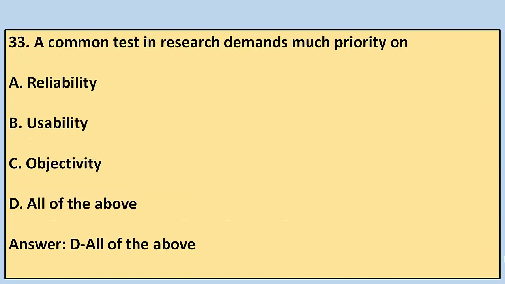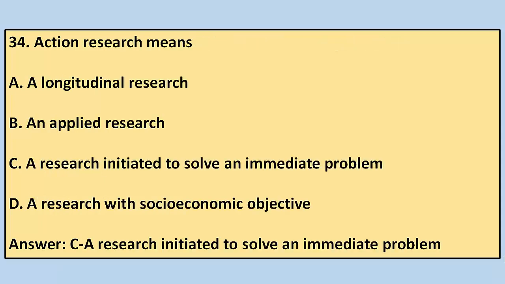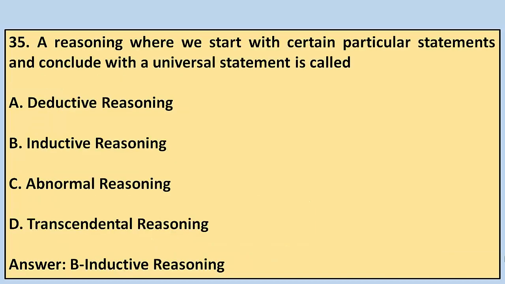A common test in research demands much priority on A. Reliability, B. Usability, C. Objectivity, and D. All of the above. Answer is D. All of the above. Action research means a longitudinal research, an applied research, a research initiated to solve an immediate problem, a research with socio-economic objective. Answer is C. A research initiated to solve an immediate problem.